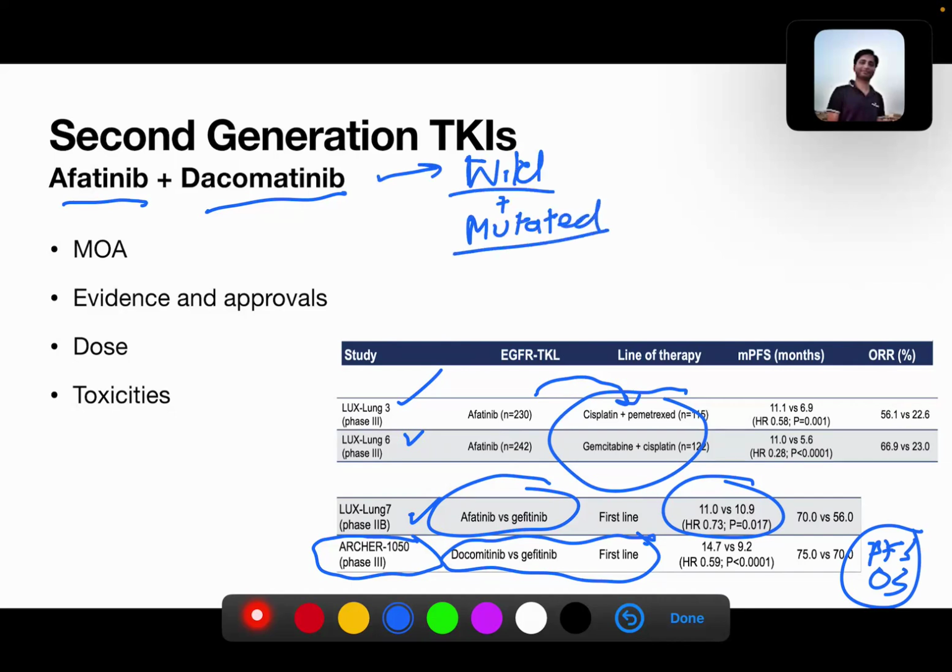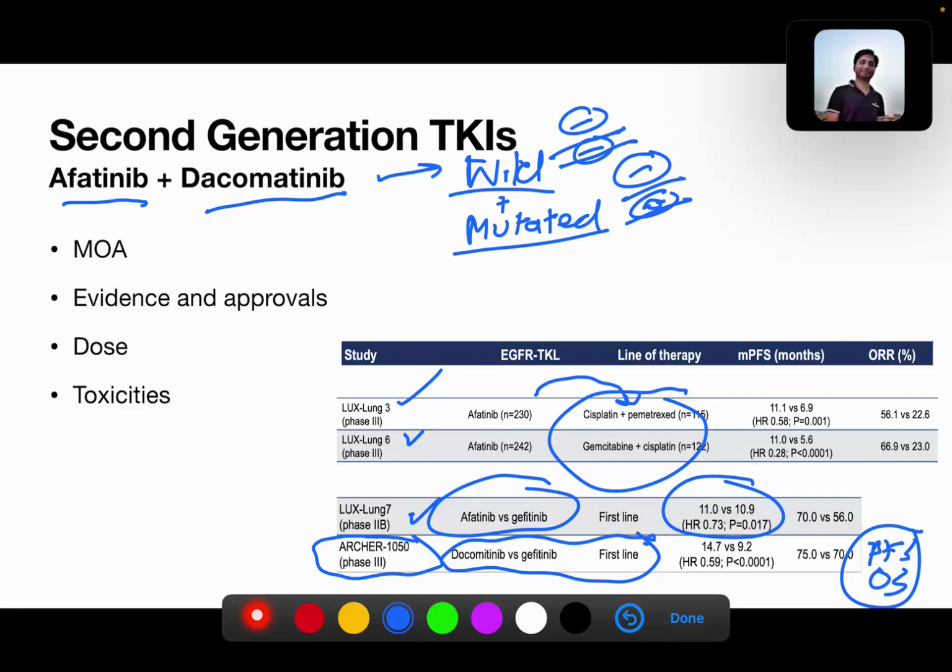Okay, it inhibits both wild and mutated receptor. Now, the interesting thing about the second generation TKIs, what is different about it than the first generation TKIs, is that it strongly inhibits the wild and mutated receptor. So it binds and inhibits with a stronger affinity to the wild and mutated receptor. So it has increased efficacy, but also increased toxicity.